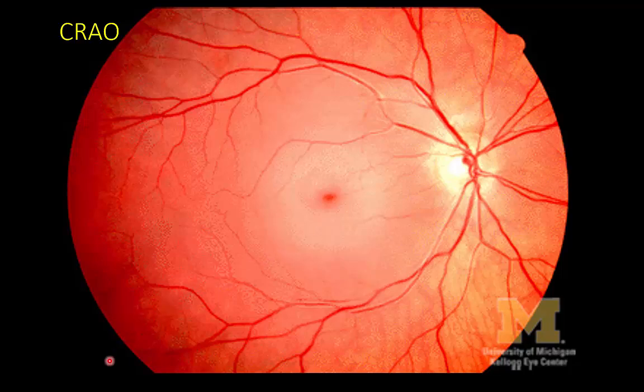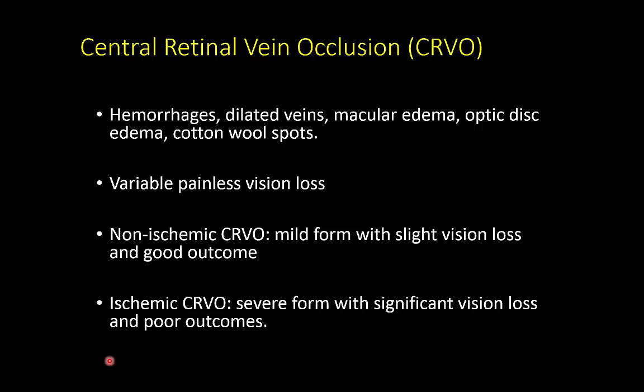Now, if you contrast that to a central retinal vein occlusion, this is very dramatic. So when you block the vein, the central vein, you get a backup of all the venous pressure. This results in hemorrhages, very dilated veins, a lot of edema of the retina, of the macula, edema of the optic disc, cotton wool spots.